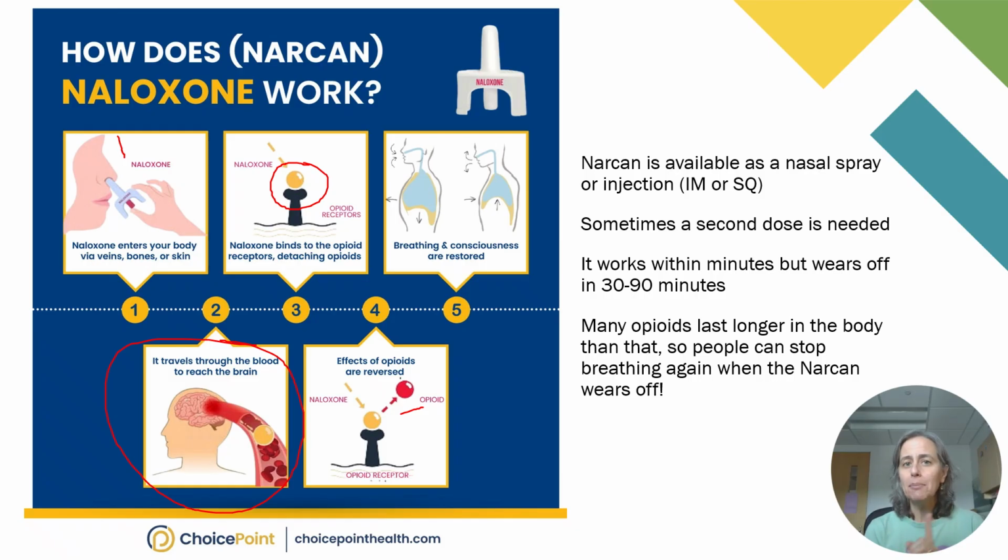Now, also keep in mind, Narcan wears off after about 30 to 90 minutes. A lot of opioids last longer than that, so it is very possible that when the Narcan wears off, they will lose consciousness and stop breathing again. So for that reason, anyone that is treated with naloxone to reverse an opioid overdose needs to go into medical observation. They need to go to the emergency room. We need to keep an eye on them because they might slip back into overdose again.